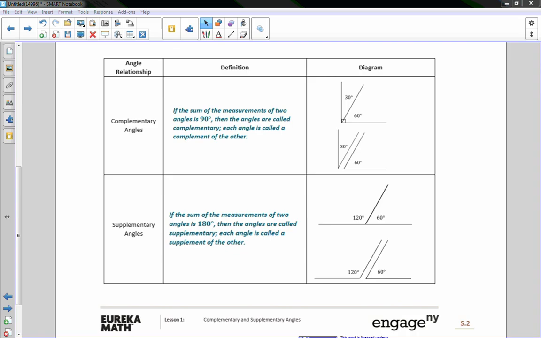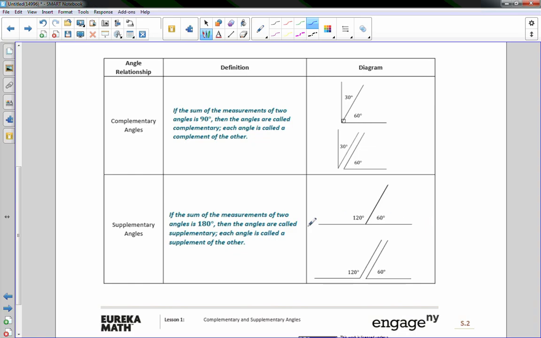Okay, supplementary angles. If the sum of the measurements of two angles is 180 degrees, then the angles are called supplementary. Each angle is called a supplement of the other. So we have two examples here. This here is two angles on a line, or supplementary angles, or we could also call these a linear pair.